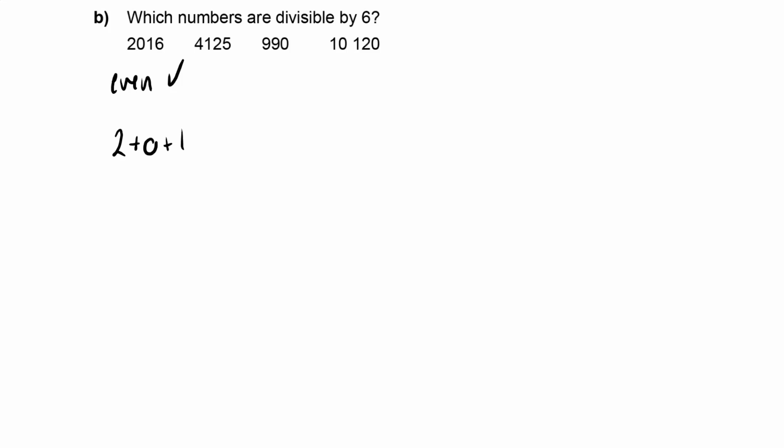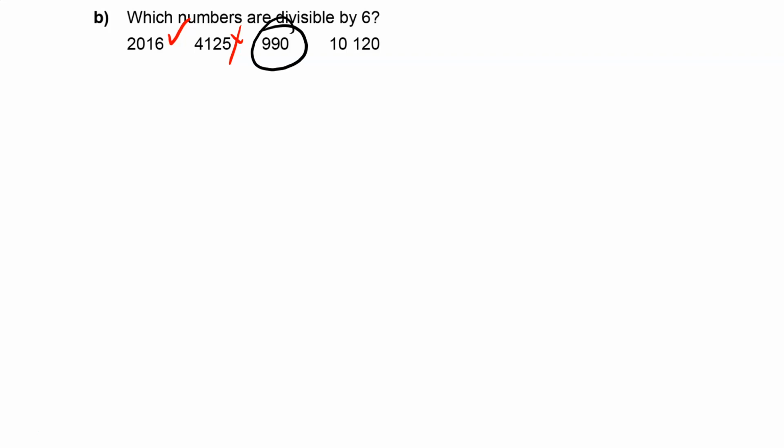2 plus 0 plus 1 plus 6 is equal to 9. 9 is certainly divisible by 3, so we can say that 2016 is divisible by 6. How about 4,125? The first check, is it even? 5 is not an even number, so we can stop at that point and say that 4,125 is not divisible by 6.